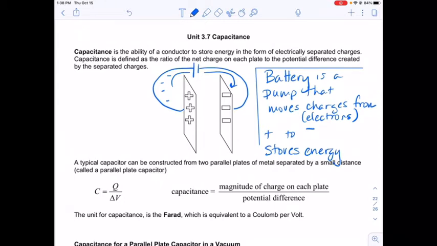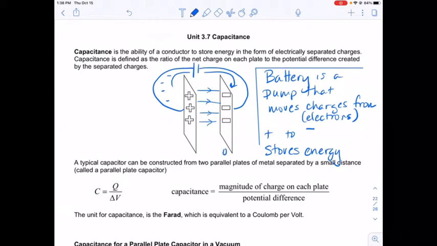Okay, so capacitance then is defined as the ratio of the net charge on each plate to the potential difference created by the separated charges. So of course we know we've got an electric field here. And that electric field also creates a potential difference.